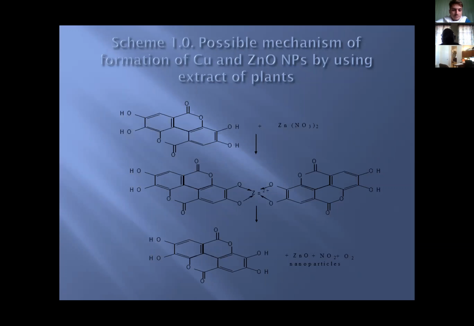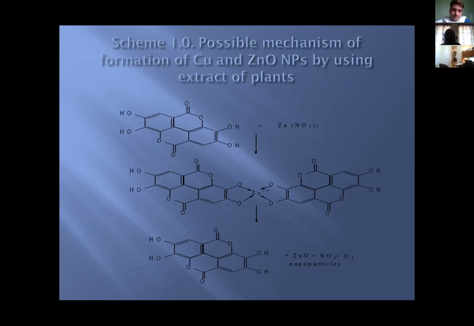Now, what in the plants is responsible for the production of nanoparticles? It's the natural products or the phytochemical constituents. They act as a reducing agent. They reduce the metal cation. Here we see that we have a natural product, a phenolic natural product. Most of these natural products that function as nanoparticle precursors in plants are antioxidant in nature.